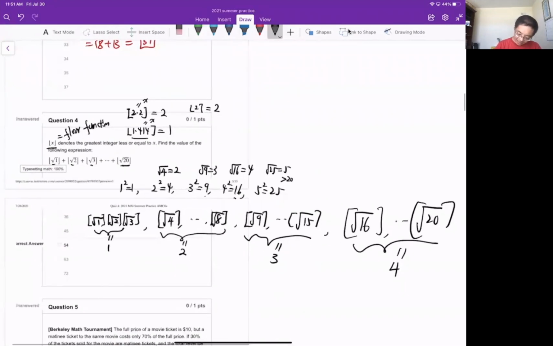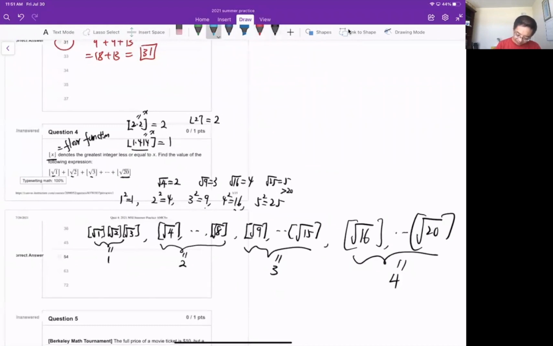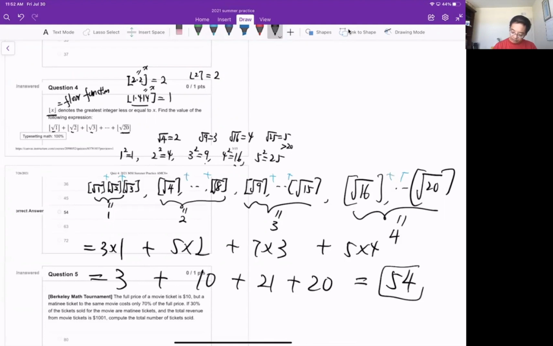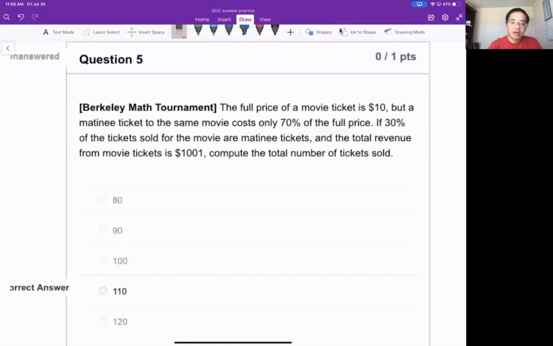All right, so we need to add them together. We just add everything together. What do we have? We have 3 of 1, and we have 5 of 2, and then we have 7 of 3, and here we have 5 of 4. So this is 3 plus 10 plus 21 plus 20. If you sum them up, the final result will be 54. So 54 is the sum of floor functions of those numbers starting from square root 1 and to square root of 20.